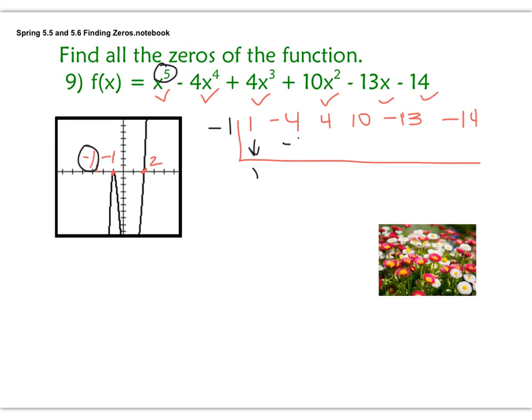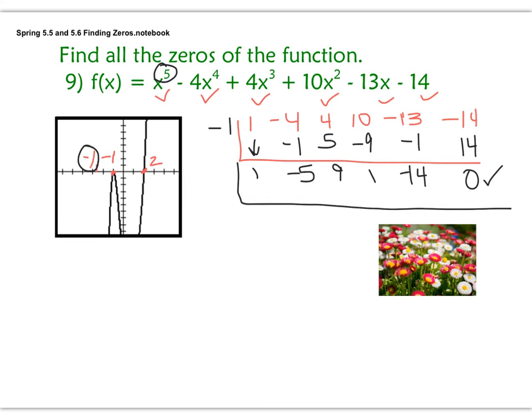We multiply, and then we'll add. Multiply -1 and -5 is a +5. Add gives me 9. Multiply -1 and 9 is -9. Add gives me 1. Multiply -1 and 1 is -1. Add gives me -14. Multiply -1 and -14 is +14, and that gives me the 0. So I know -1 is a good answer.